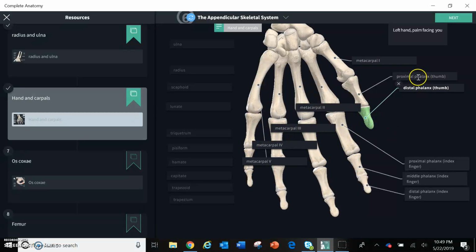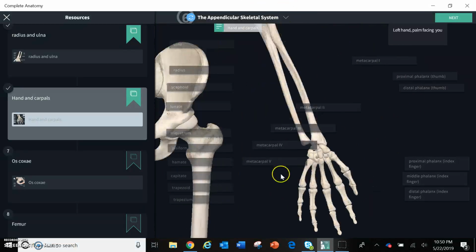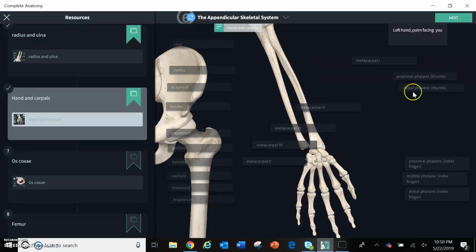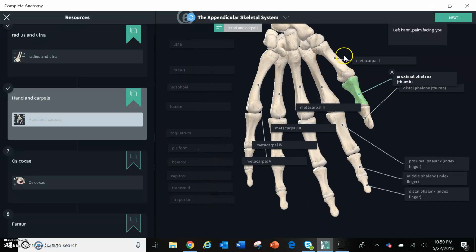Okay, so why is this the proximal phalanx? Well, again, you have to remember your directional terms for basic anatomy. We are closer to the origin of the joint, so way up here is the shoulder joint. Okay, so proximal is closer to the origin, distal is farther away.